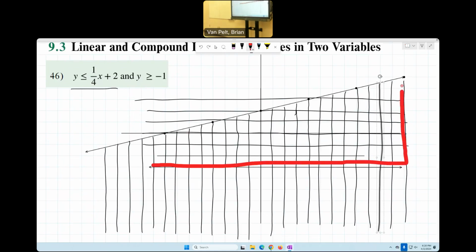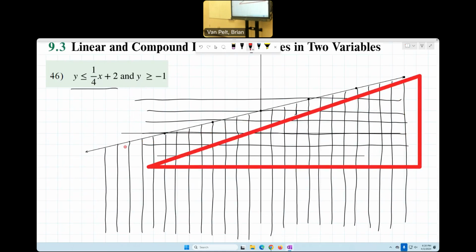So I'm trying the best I can with this mouse, but this is the region here. It's the solution. You get it? Oh, how cool is that? I didn't expect that. Nice. Well, you get the idea, don't you? But I didn't want to make that. I just want to paint the area.